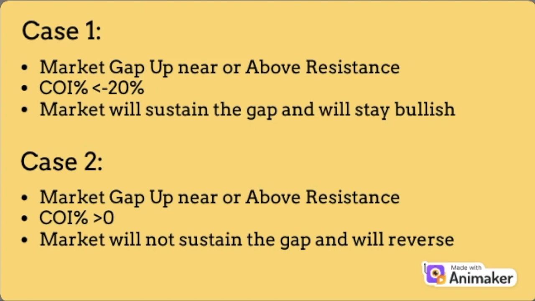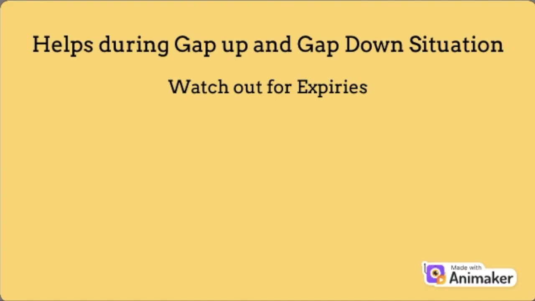Same works for the put side: if it's near a put support and the put OI is increasing, then it shows that it will reverse. And you can use this in gap up and gap down situations. If you are unsure what to do, you can use this as a really helpful tool.